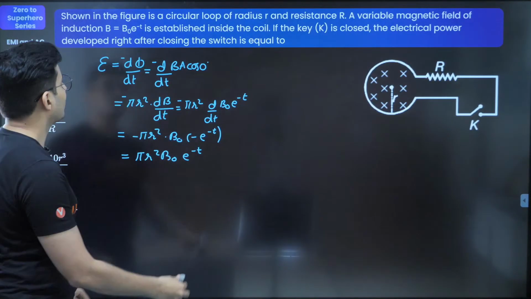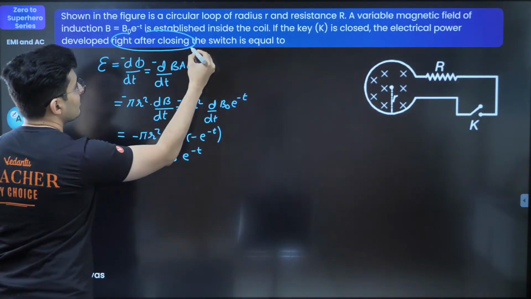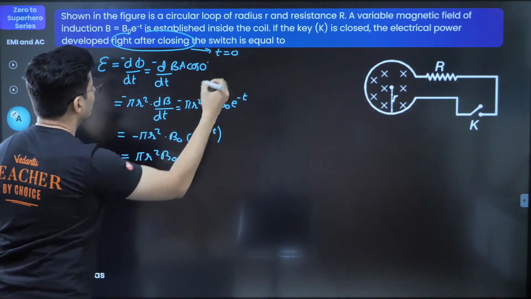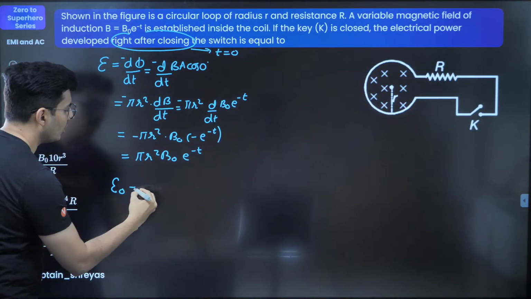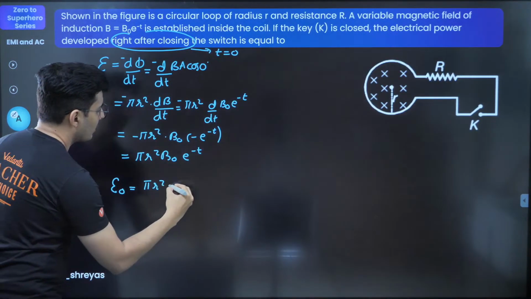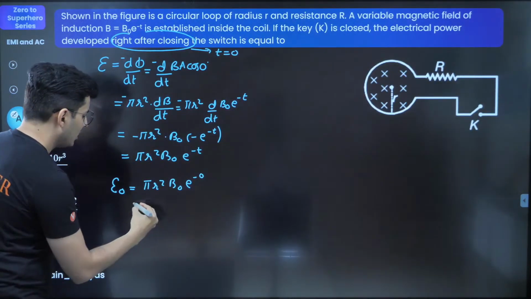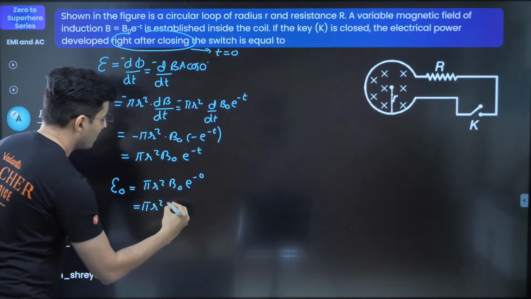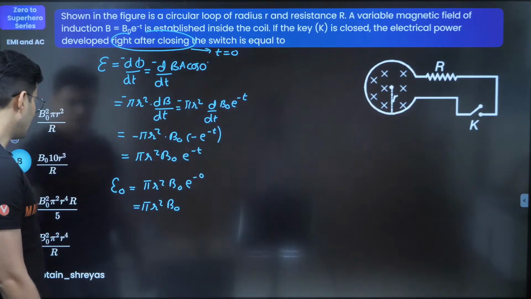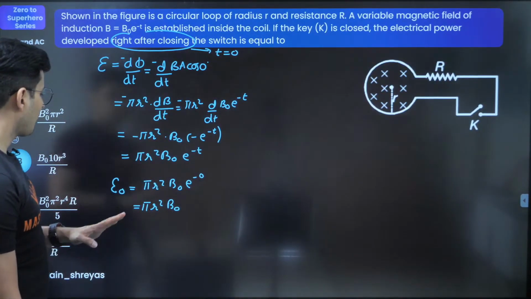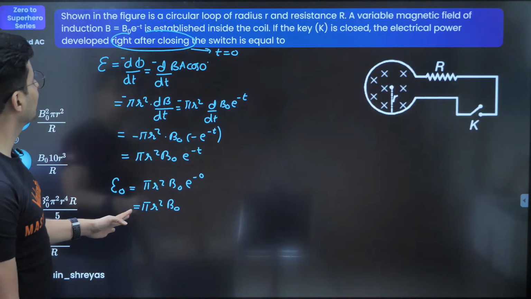Now right after closing means time is equal to 0. So the initial value E naught will be pi r square B naught e to the power minus 0. E raised to 0 is 1. So it's just going to be pi r square B naught. Fair enough. Now this much is done.